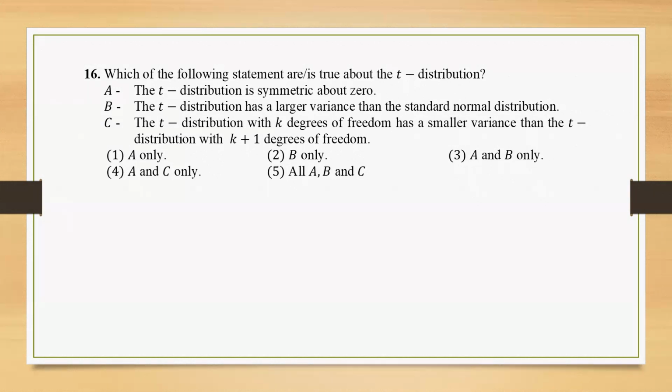Statement A: the T distribution is symmetric about 0. So it is correct, right? You know the T distribution, don't you? The T distribution is a distribution like this, right? So it is also symmetric about 0. It is distributed around the center. So it is symmetric about 0.